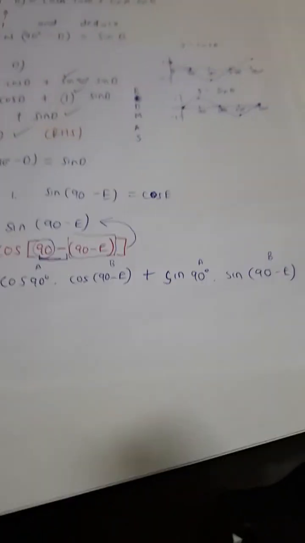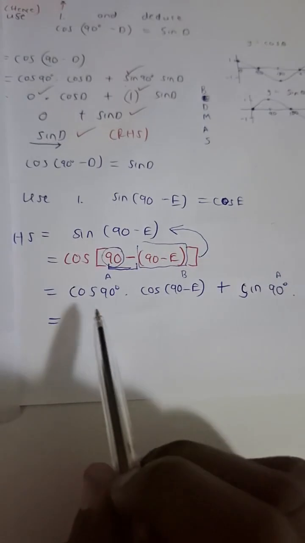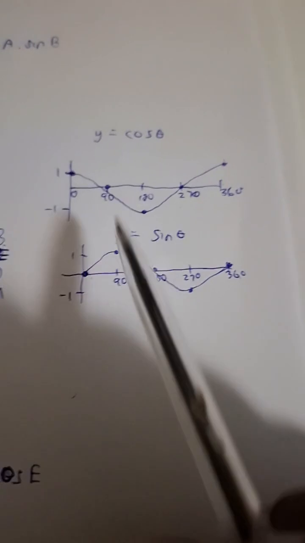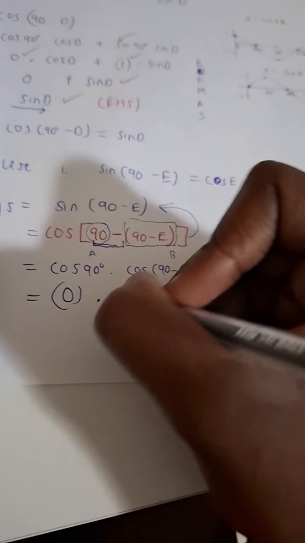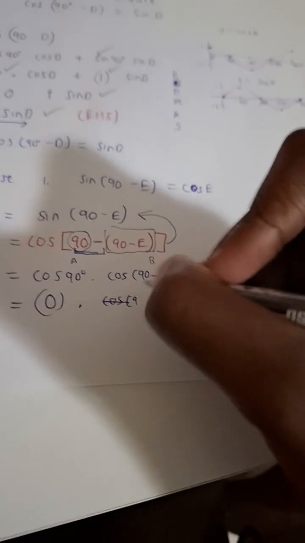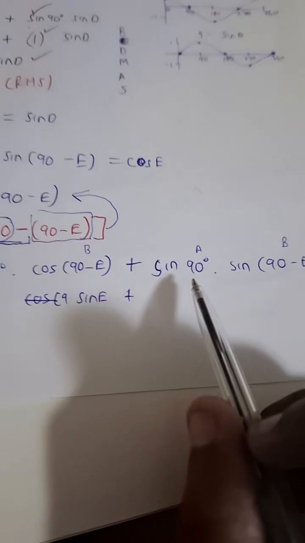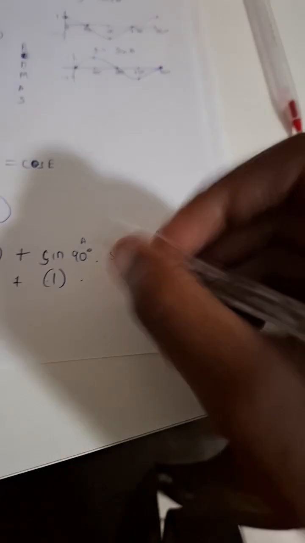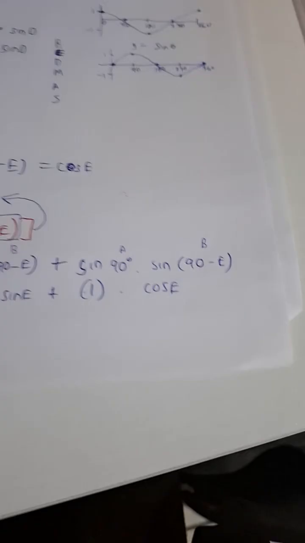Okay. Now, let us look at each trig ratio and take care of it. What's cos 90? Remember, read from my graph, cos 90 is equal to 0. So it's 0 times cos of 90 minus e. Now, you can evaluate cos of 90 minus e if you want. Cos of 90 minus e is in the first quadrant, so that is sine of e. Okay? Plus, what's sine 90? Sine 90 is equal to 1. So that's 1 times sine of 90 minus e. You evaluate that, you get cos of e.